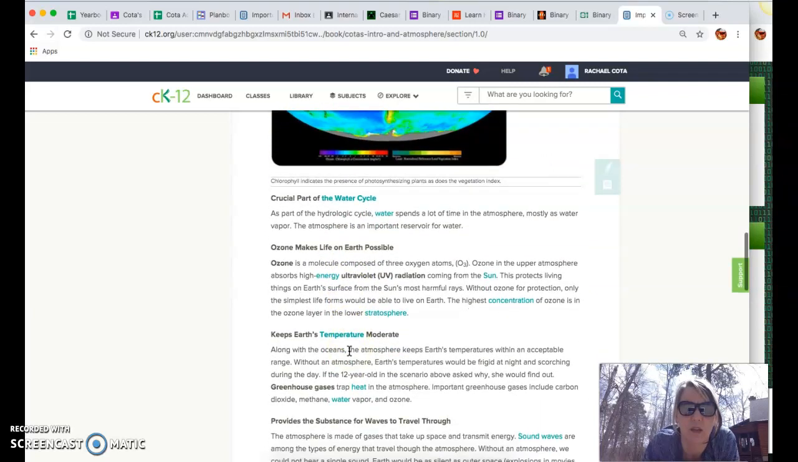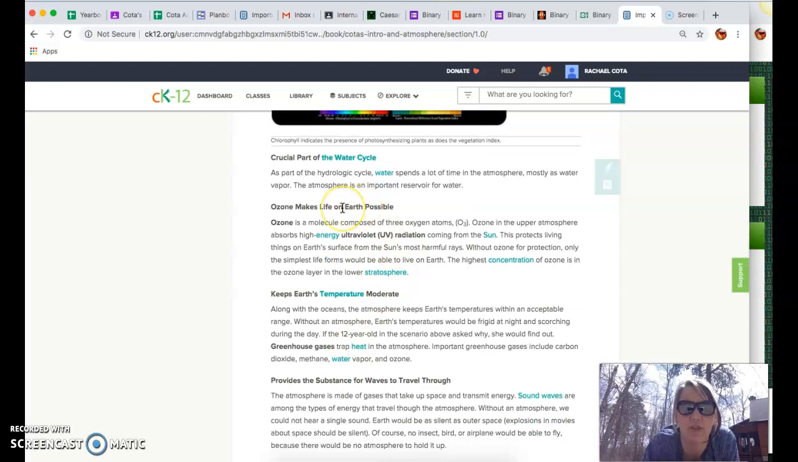There's another gas in our atmosphere that makes life possible, and that gas is ozone. Ozone is made up of three atoms of oxygen. It's O3. We breathe in O2. But that particular layer is up above the layer that we really use a lot. We'll talk about the layers later, but the lower layer of the atmosphere is called the troposphere. The ozone is actually in the layer above that called the stratosphere.